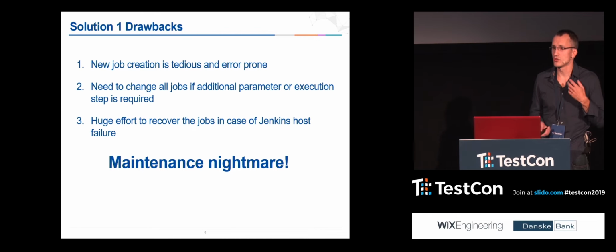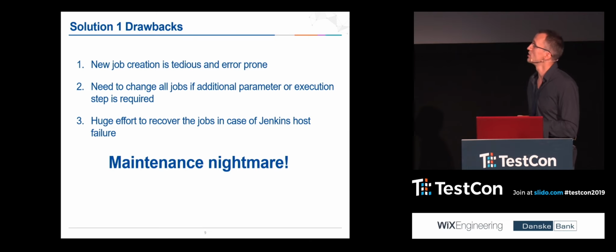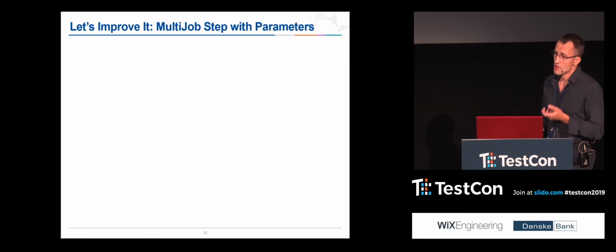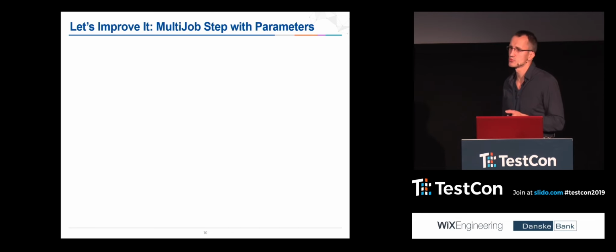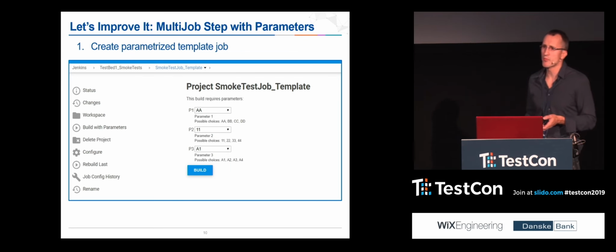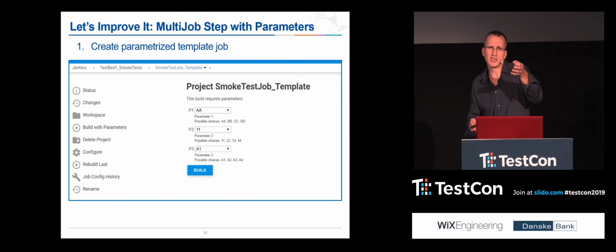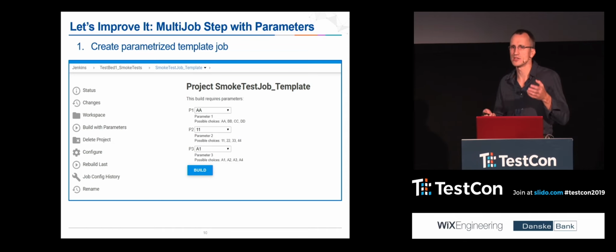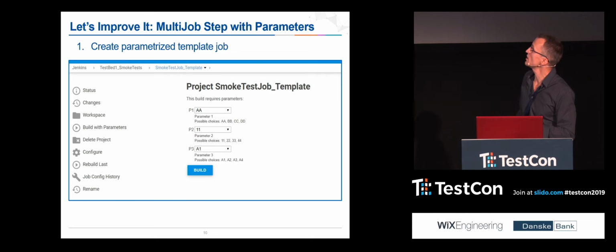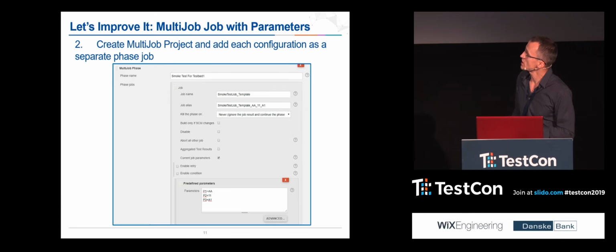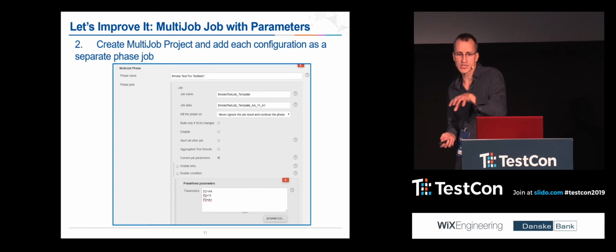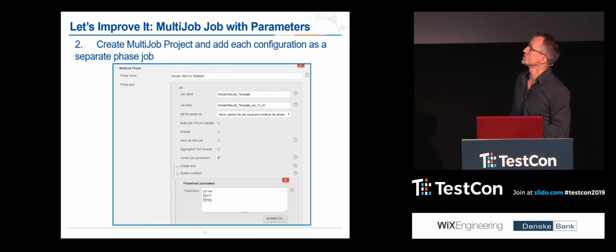So we were looking for a solution to this problem, and the first idea was just to use the multi-job step with parameters. What do I mean by that? Just create a parameterized template job that does the work, but by using some parameters, selects the data set that is being applied to the testbed, right? And then create a multi-job project and add this job as a job step in a multi-job phase, right?